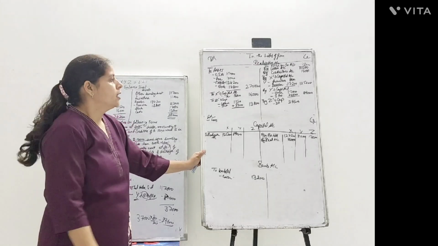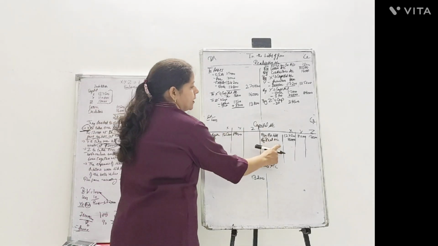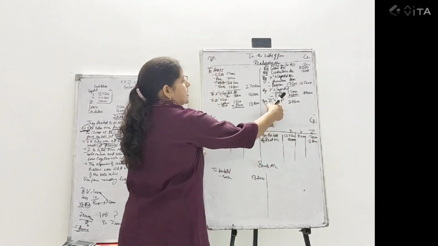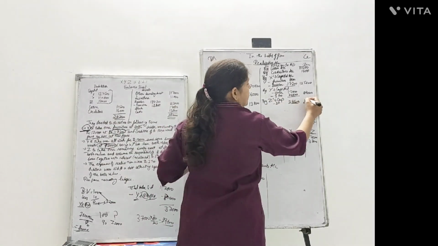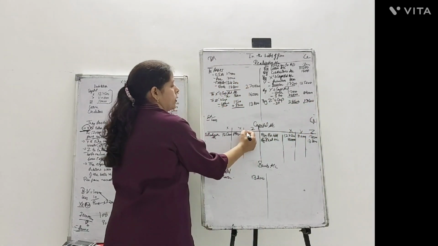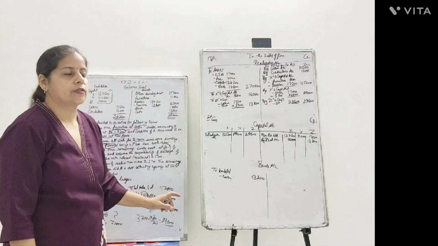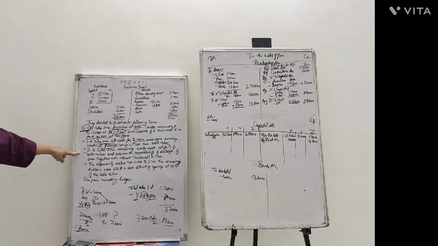13,800. Okay, so now Z's capital would go with realization 13,800. Z's capital with realization goes 29,600. Opposites are transferred. So this point is also done.